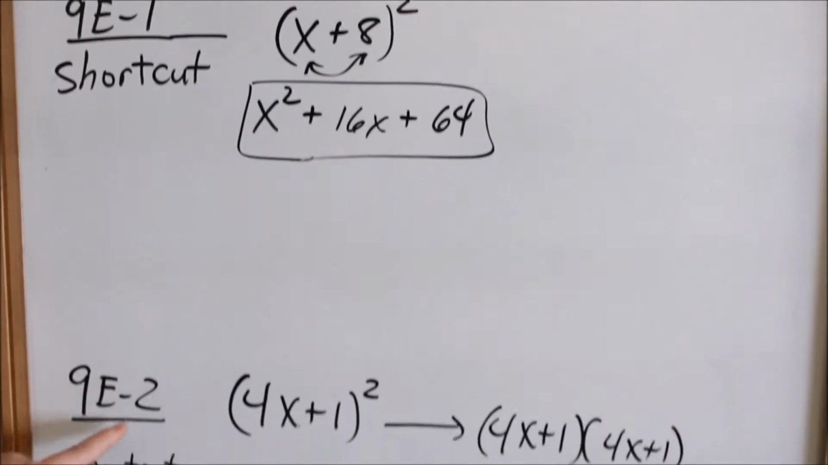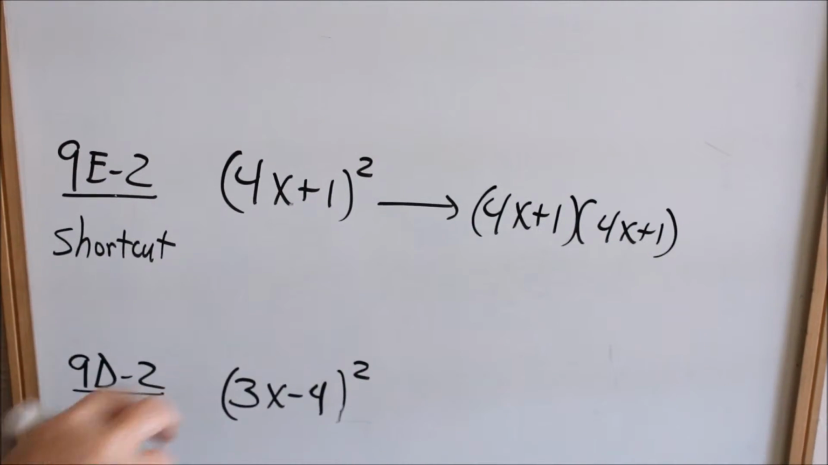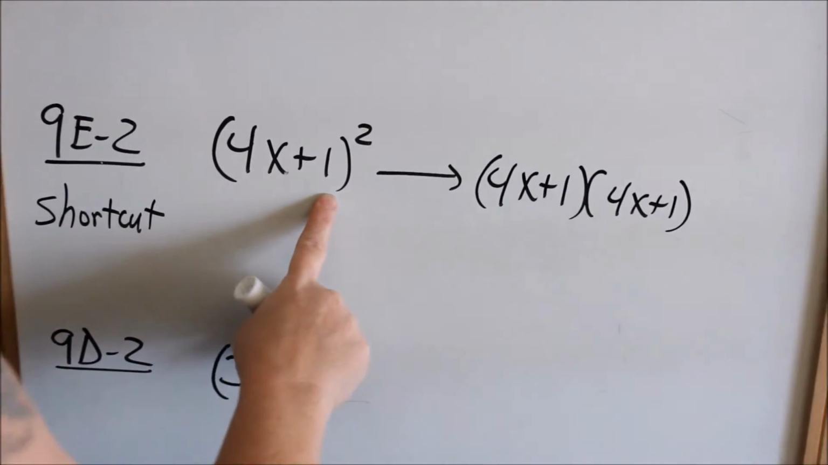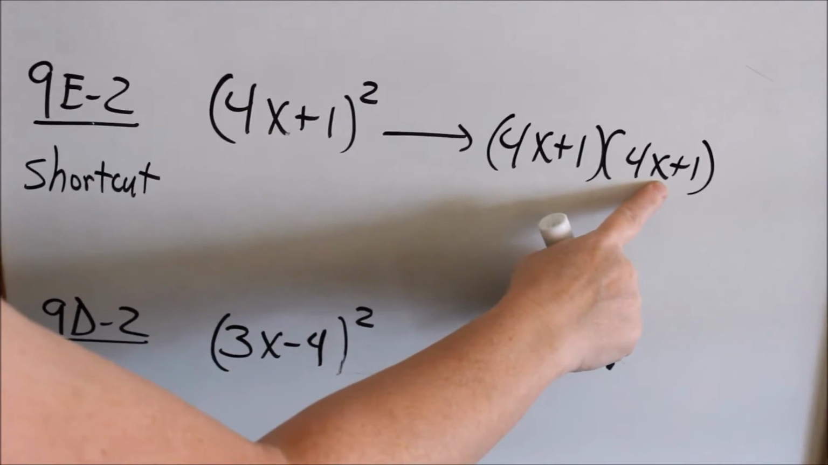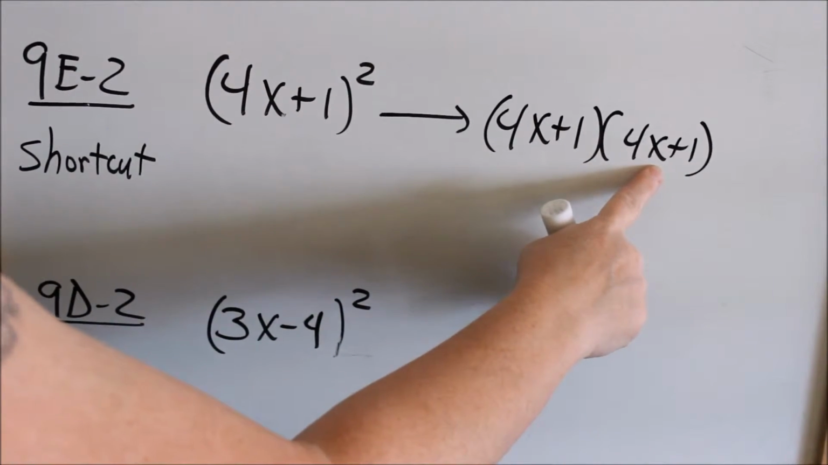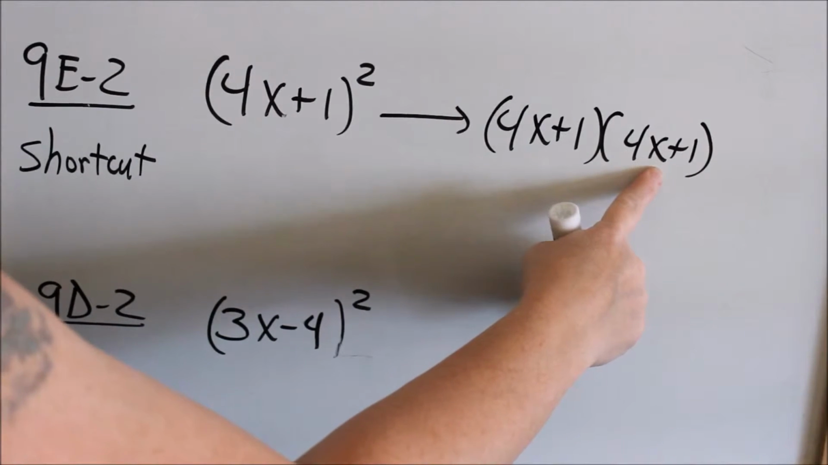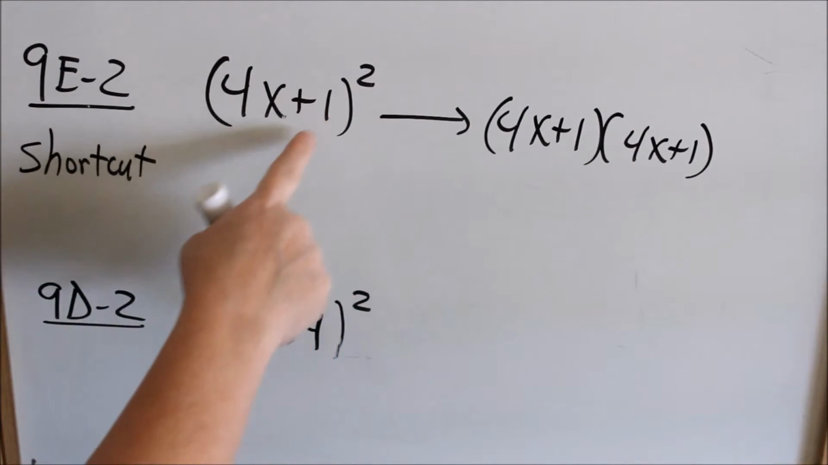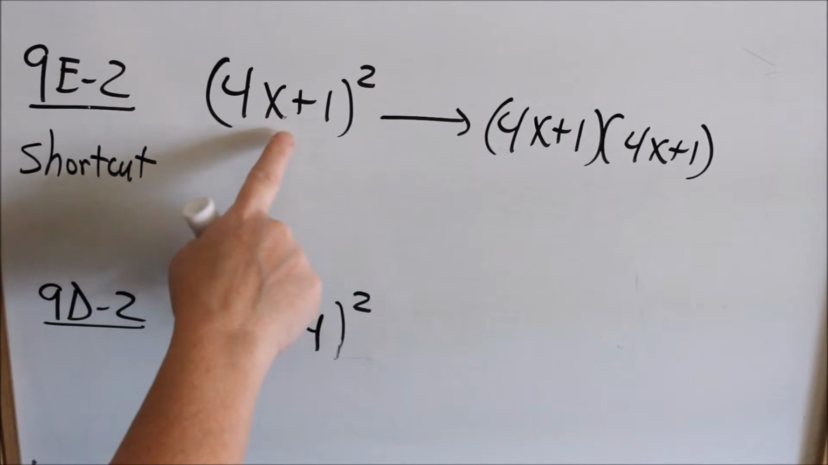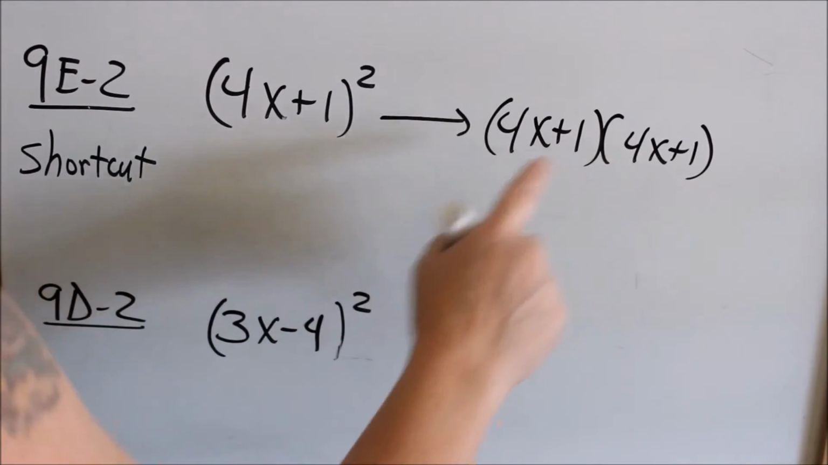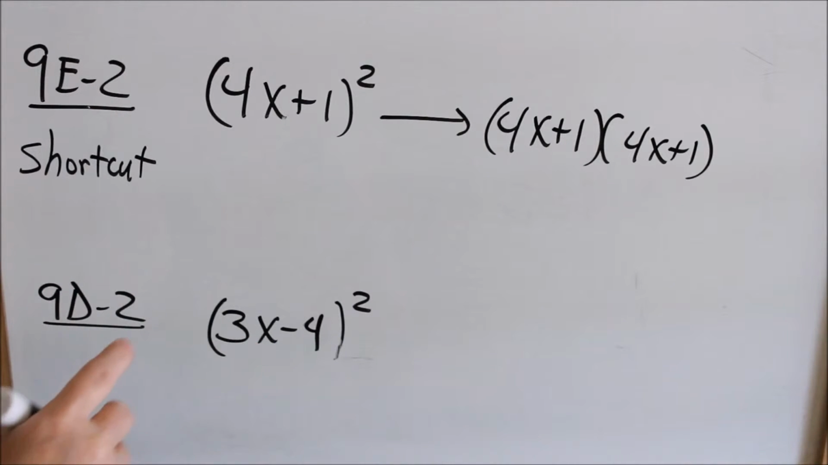Okay, let's go to 9E2. Remember, if you feel more comfortable foiling this out to write 4x plus 1 times 4x plus 1, that is certainly okay. There is no harm in doing that if it makes you feel better. I'm going to do it the shortcut way. The shortcut, I should get 3 terms. Whenever I do a binomial times a binomial, I should get a trinomial, which is 3 terms.